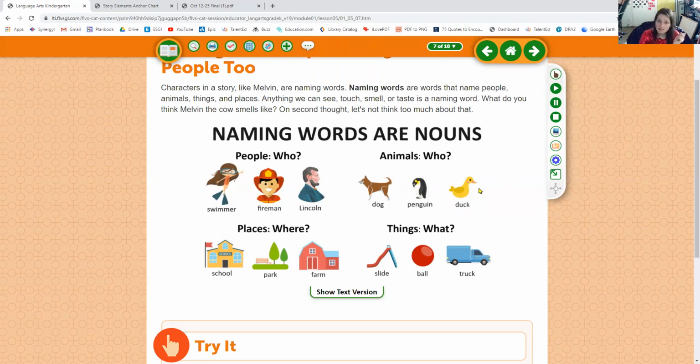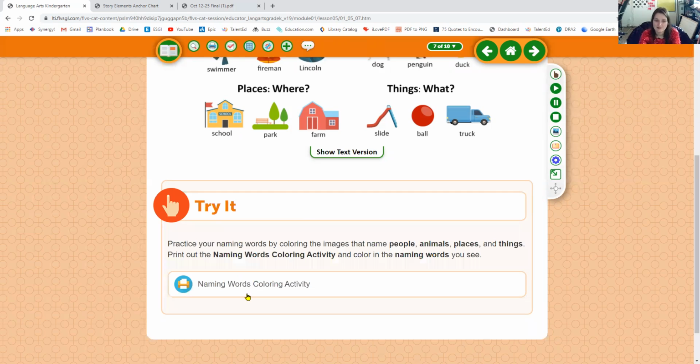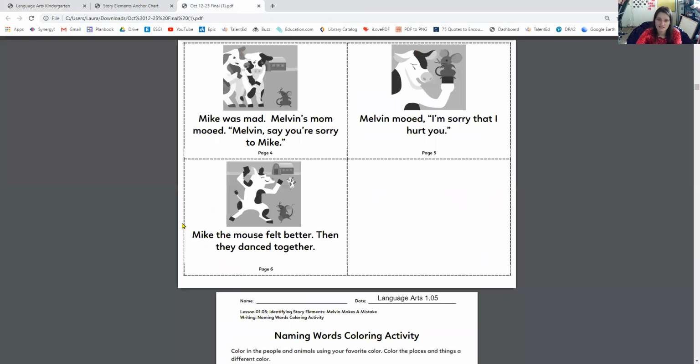Dogs and penguins and ducks are nouns. Places are nouns. Mrs. Phelps's house, that's a noun. School, your bedroom, the park. Things are nouns. My mouse, my hair clip, my nose, my computer, my webcam. Those are all nouns. And there is a naming words coloring activity, which looks like this.